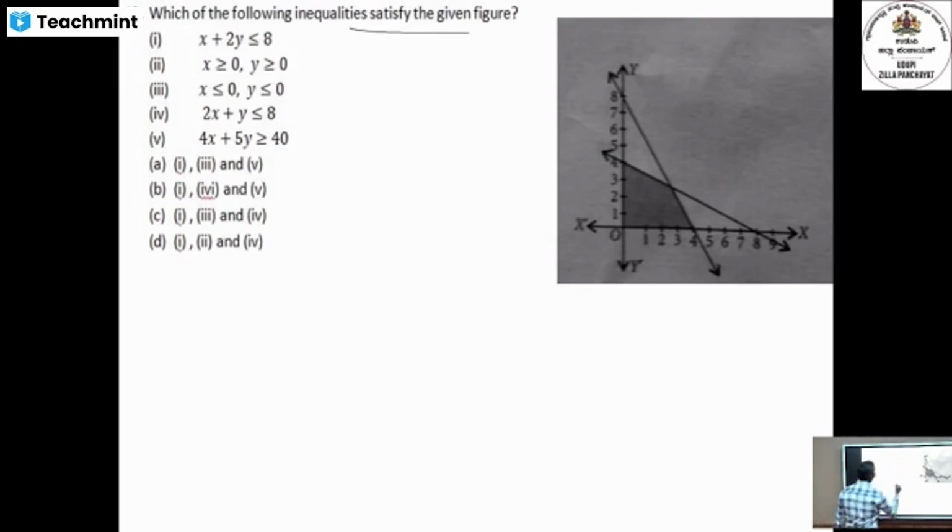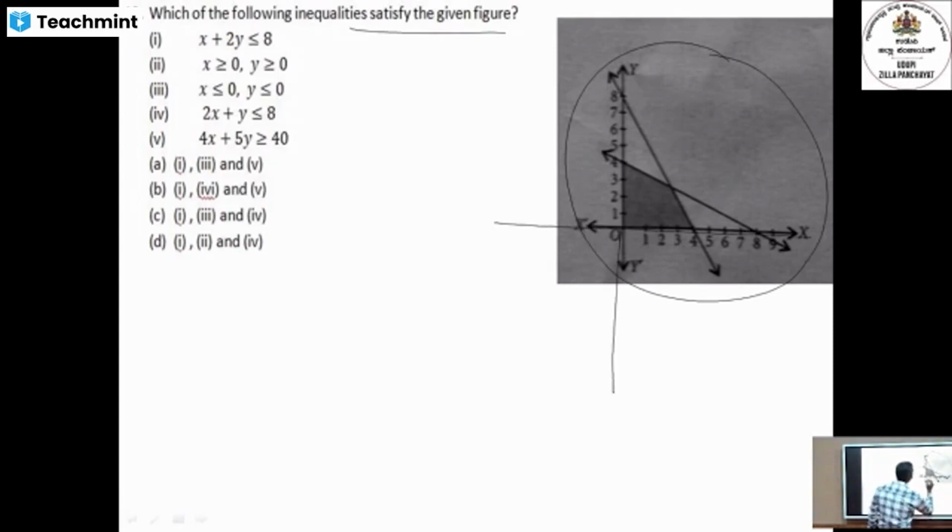Which of the following inequalities satisfies the given figure? Now let us forget about all these conditions. When you see this particular figure, you can note x-axis, y-axis. So first quadrant, second quadrant, third quadrant, fourth quadrant. You don't worry about that question at all. You just look at the region.